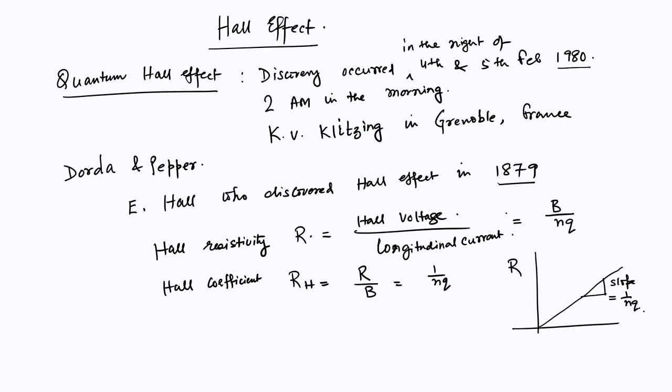Now, this slope, whether it's a positive slope or you have a plot which goes like this, will tell you that the slope has a positive sign or a negative sign, and this sign will decide what kind of carriers you have, and the overall magnitude of the slope will tell you what N is, that is the density of the carriers in that particular material or semiconductor. Okay, so this is what the Hall effect is all about.